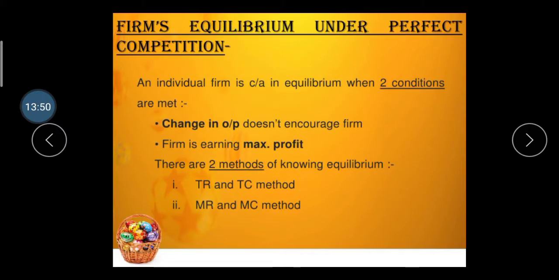Then after, firm's equilibrium under perfect competition. In the last video lecture session you learned about equilibrium, right? So how they face this perfect competition, and they face equilibrium points. Here you see that an individual firm is in equilibrium when 2 conditions are met. A change in output and production doesn't encourage them, so the firm is earning maximum profit. So there are 2 methods. First one, the TR and TC method, TR meaning total revenue and TC total cost, and the second one is the marginal revenue and marginal cost method.